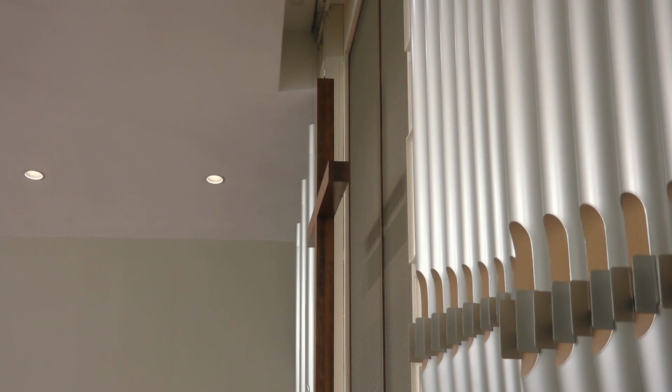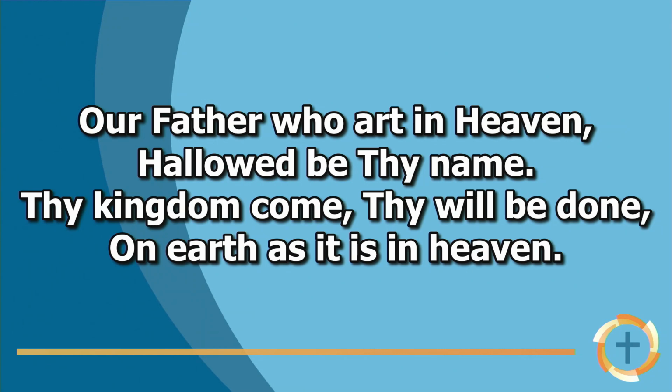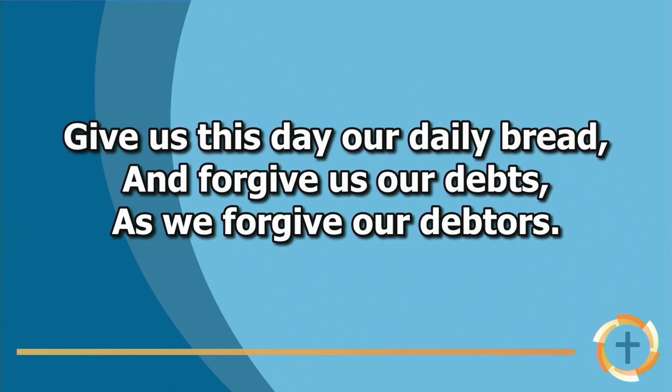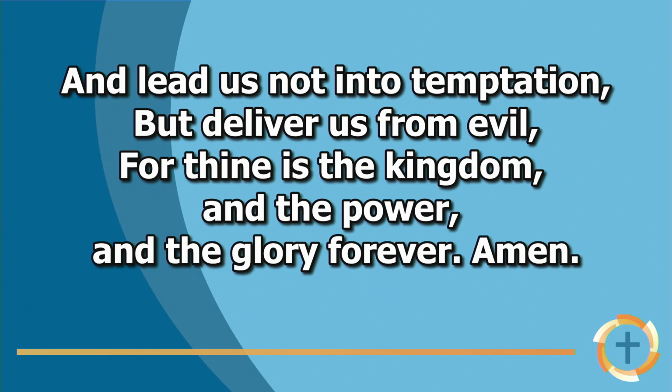We pray these things in the matchless name, Father, of your Son, who long ago taught his disciples to pray these words: Our Father, who art in heaven, hallowed be thy name. Thy kingdom come, thy will be done on earth as it is in heaven. Give us this day our daily bread. Forgive us our debts as we forgive our debtors. And lead us not into temptation, but deliver us from evil. For thine is the kingdom, and the power, and the glory forever. Amen.